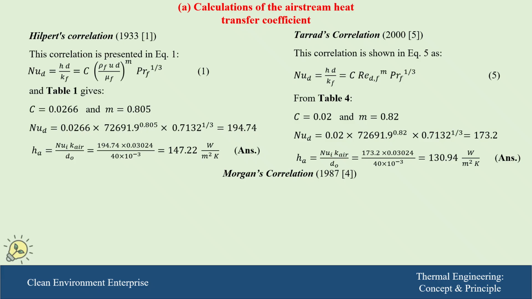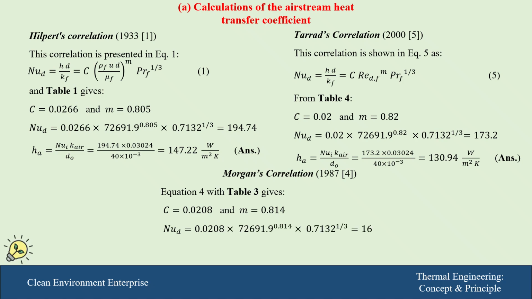And finally, I will use the Morgan correlation as shown in equation number 4 with table 3. Then C and M are obtained, which give Nusselt number equals 168.42, and finally the heat transfer coefficient of air by Morgan correlation to be 127.33 watt per meter square Kelvin.